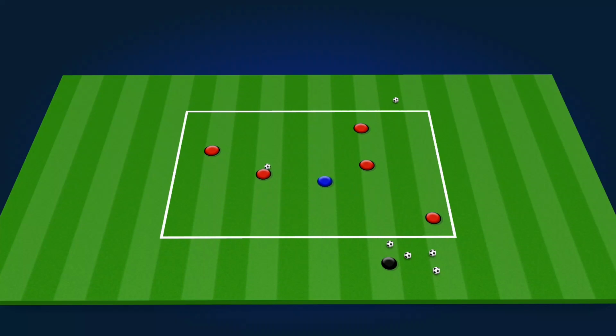After 30 to 45 seconds, rotate a new defender into the game to ensure everyone has a chance to defend. To challenge your players further, reduce the size of the grid to make possession more difficult, or likewise, to make it easier for your players, increase the size of the grid.